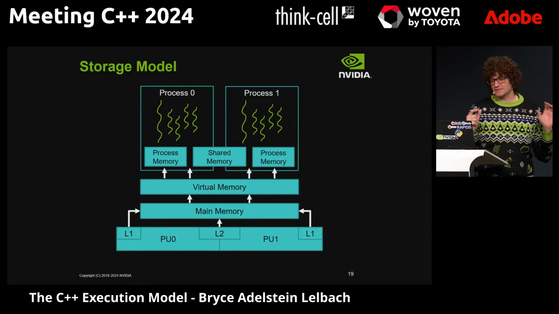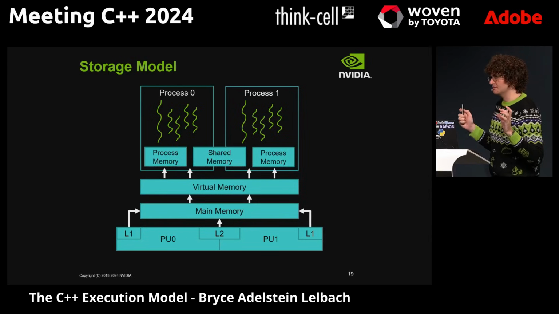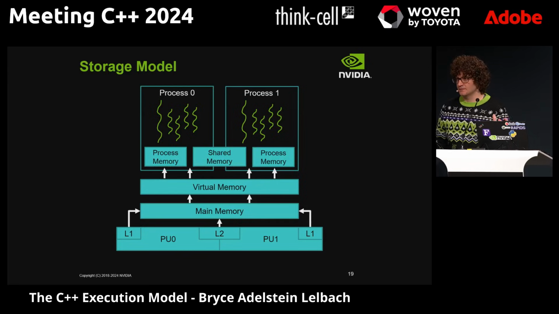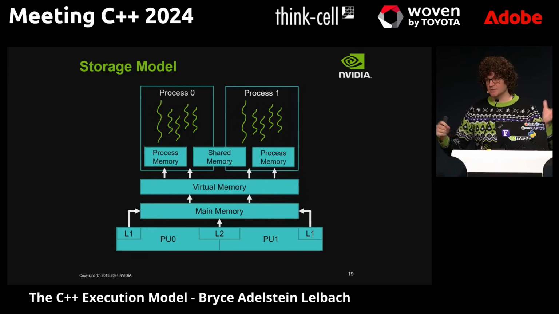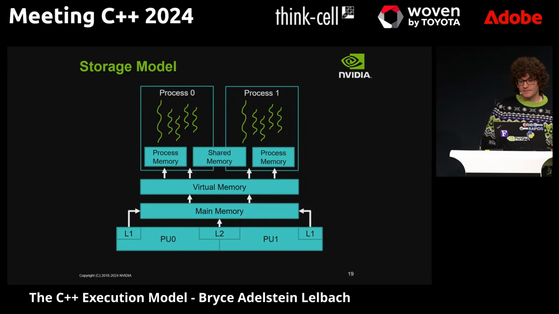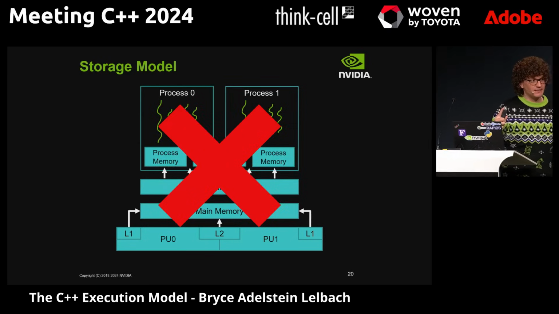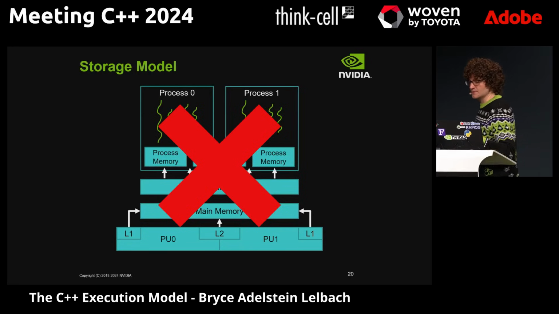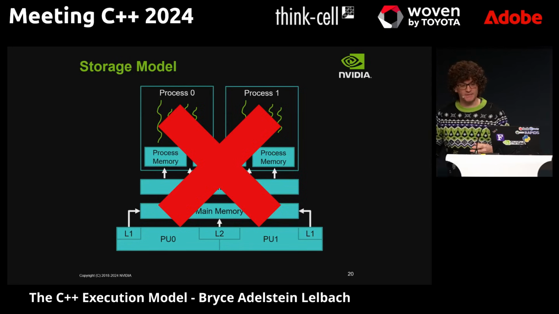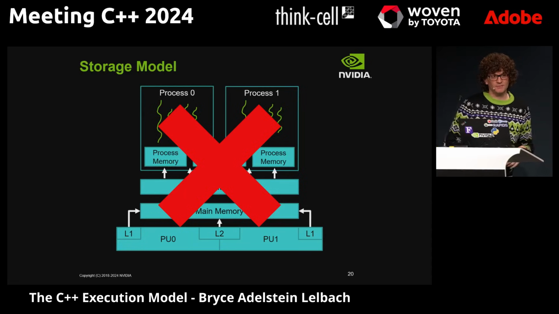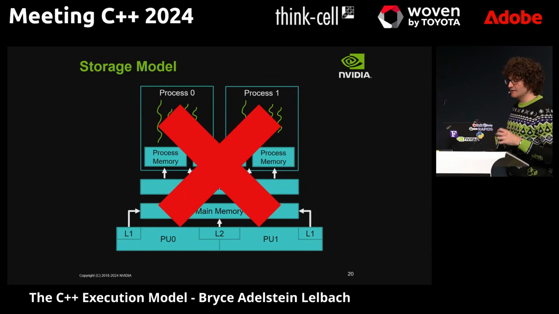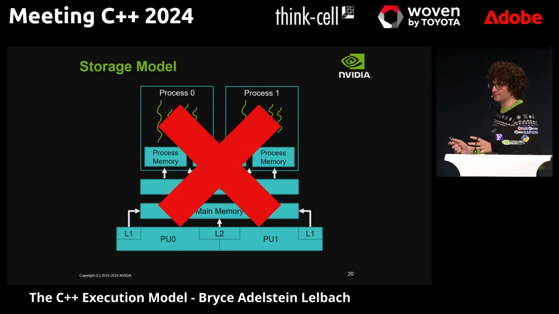But how about this system, where we have 2 different processes? Well, this is outside of the scope of the C++ abstract machine, because we have memory that is private to some of these processes. And so this is outside of what standard C++ can handle. So this means that things like shared memory IPC or distributed programming via something like MPI or RDMA, that's outside of the standard C++ model.